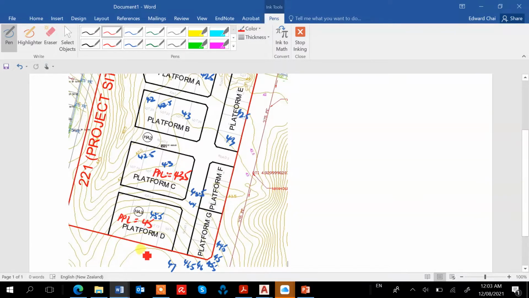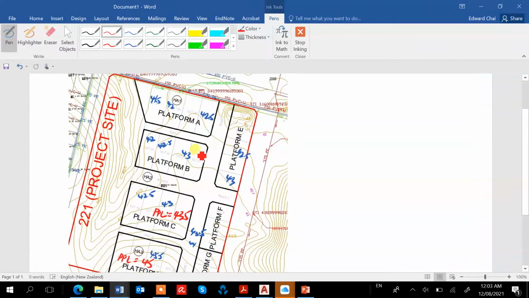this one is 47. So there's a drop of 2 from here. And then drop from D to C is 1.5. This one is about platform B, around 42, 42.5. 42 is a bit too low. So let's say 42.5, the PPL.